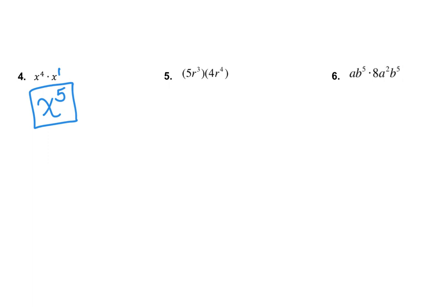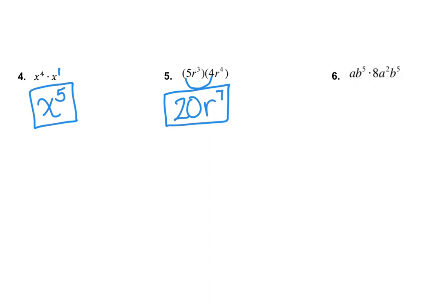For question number 5, we have 5r to the third times 4r to the fourth. And so you're going to multiply the 5 times the 4 like you would any other numbers. So 5 times 4 is equal to 20. And now we have to add our exponents together. So we have 3 plus 4 is going to give us 7. So 20r to the seventh power.